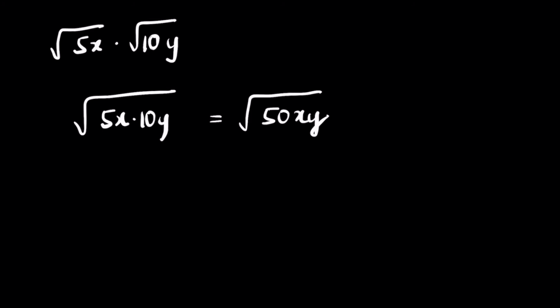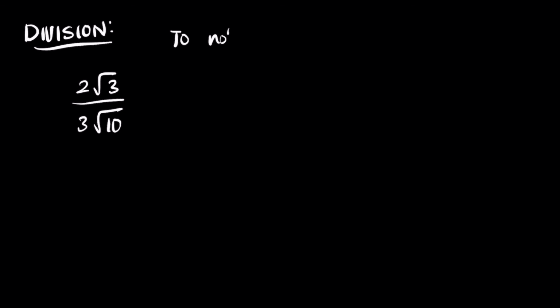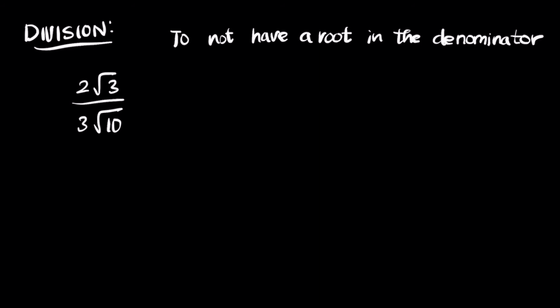Now let's try and go towards the complex one, which is division. How does division work? Let's take a simple example. Let's say I have a value of 2 root 3 by 3 root 10. The idea is always to not have a root in the denominator. So we are trying to eliminate the root in the denominator. So to not have the root in the denominator, what we'll generally do is we use a process called rationalization. What we do in rationalization is we multiply the value by some certain value to make sure that it does not become a root.